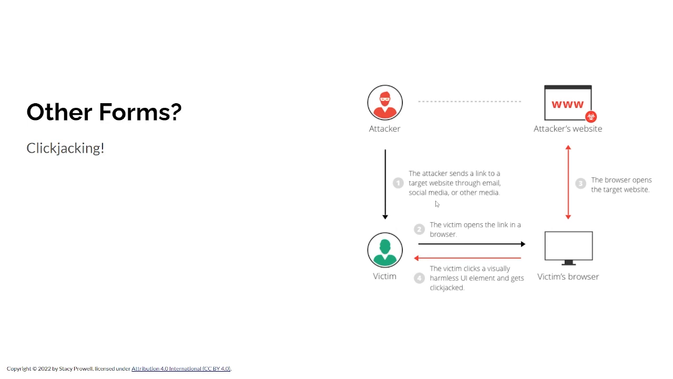Are there other forms of this confused deputy attack? Of course there are. There's lots of them, right? Clickjacking is one that's moderately common. An attacker sends a link to a target website through email, social media, or other media. You get a URL in your email, or someone posts a thing on Twitter and it's got a link, and you click the link. The victim opens the link in the browser, and the victim gets back a thing, right?